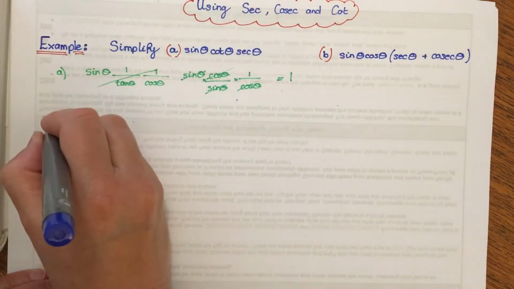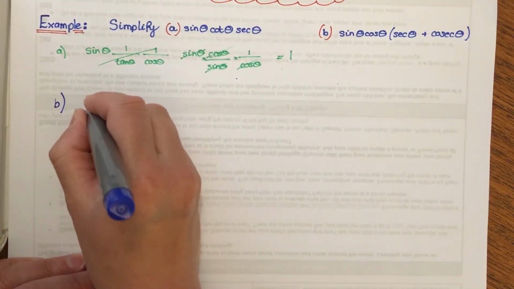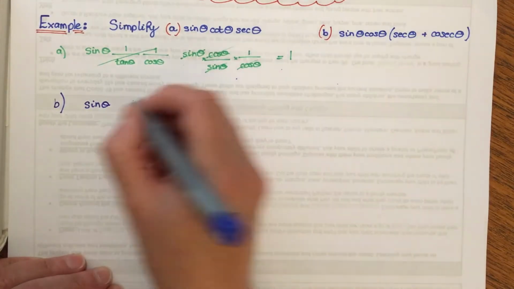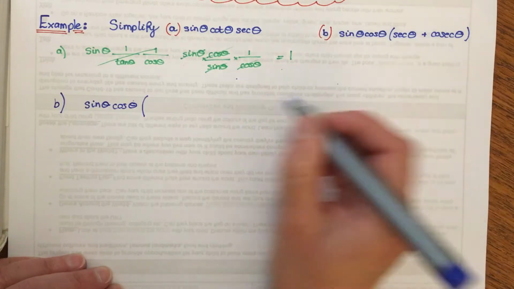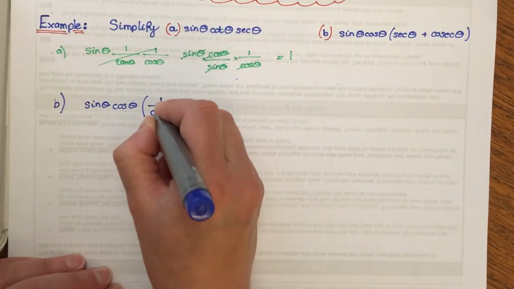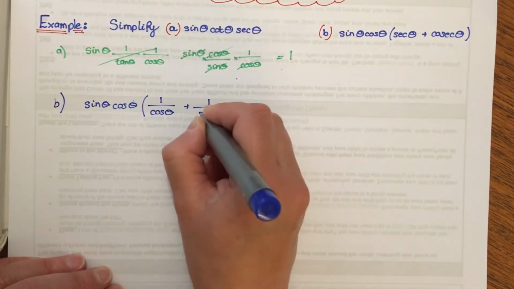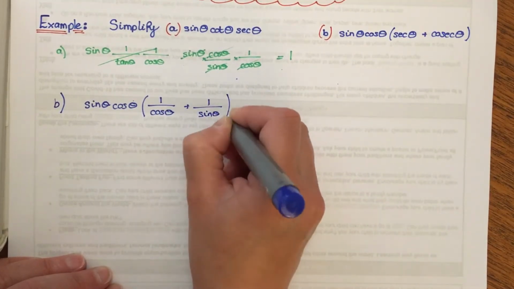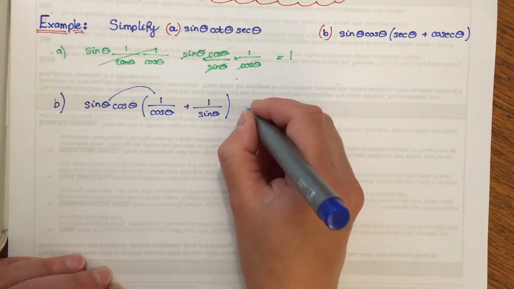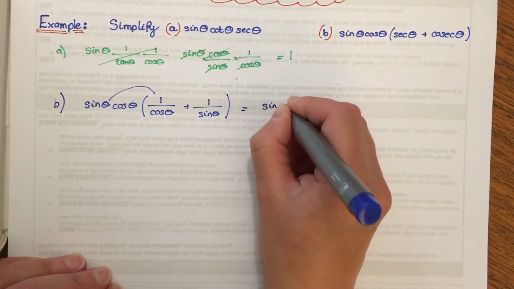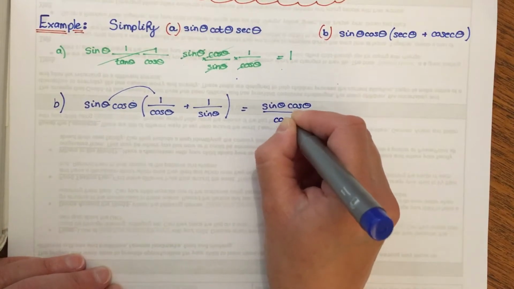Right, if we look at B, we're looking to simplify sine theta cos theta. So I'm going to leave them as they are because they're original trigonometrical functions. Sec, which is 1 over cos, and cosec, which is 1 over sine. Right, so sine theta cos theta times 1 over cos theta is sine theta cos theta over cos theta.